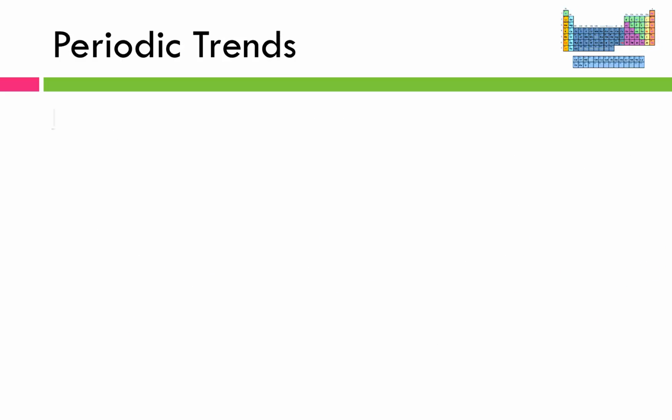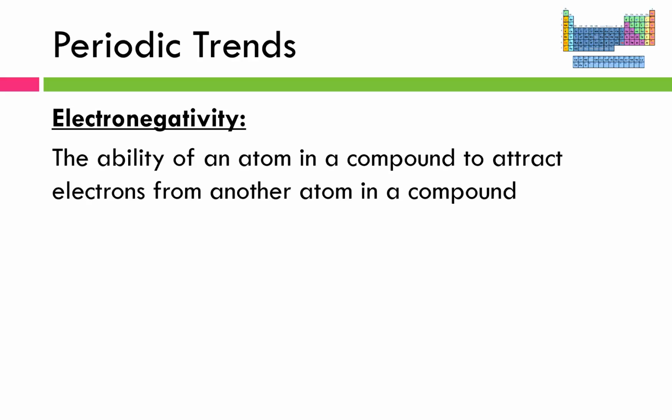I want to move on to our next trend, which is electronegativity. Not to be confused with electron affinity. They're different. Both of them are referring to electrons, but electronegativity is the ability of an atom in a compound to attract electrons from another atom in the compound.